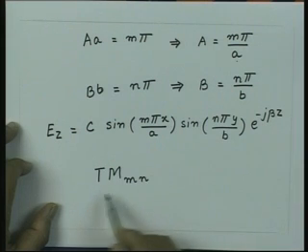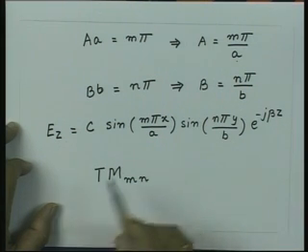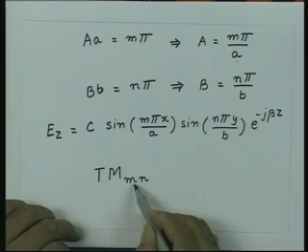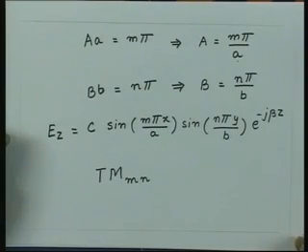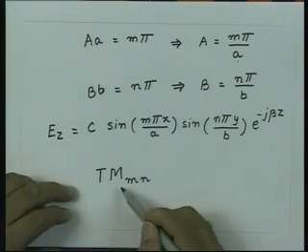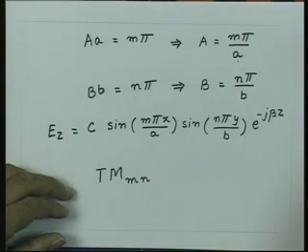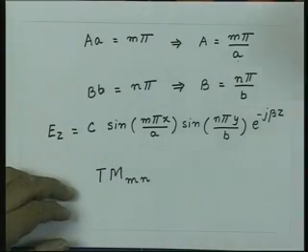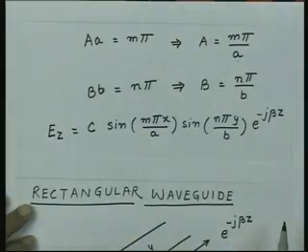So, when we write a mode TMmn, the first index tells me the field variation along the broader dimension, the second index tells me the field variation along the shorter dimension. Also, we will note here that if m equal to 1, then when x varies from 0 to a, here you have essentially one half cycle variation. If I take m equal to 2, I have one full cycle variation, and so on, and the same thing is going to happen in the y direction.